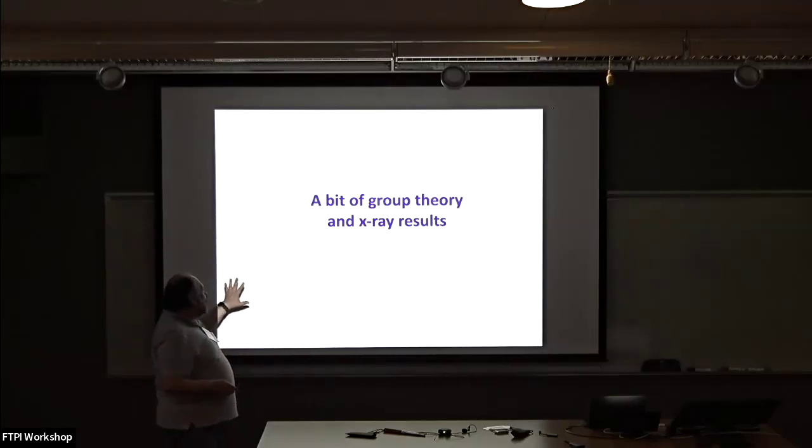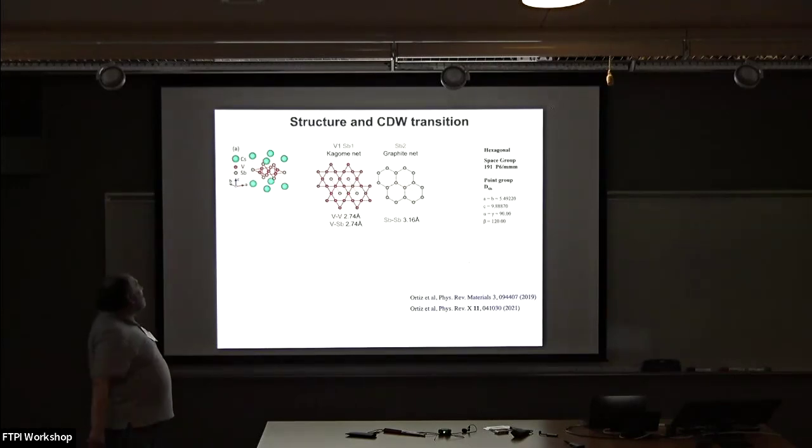Okay, so the focus is on the group theory that I learned from this project. And so those are the layers. This is the Kagome-net of vanadium. There are 2 different sites for antimony. One is in the same plane. Then there is a kind of graphite-like net above and below. They have quite different distances. The structure is hexagonal. The space group is D6h, as I said, in the high temperature phase.